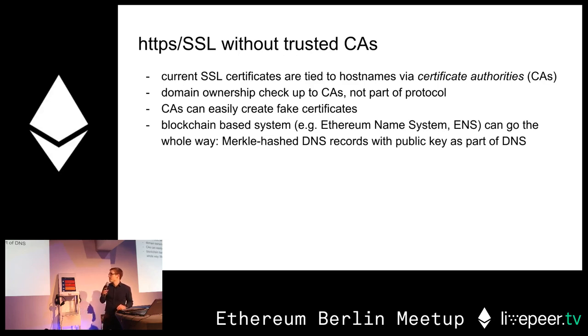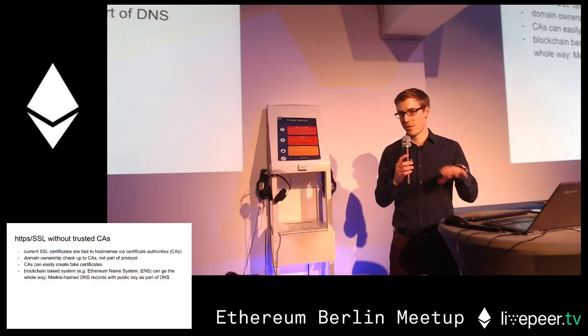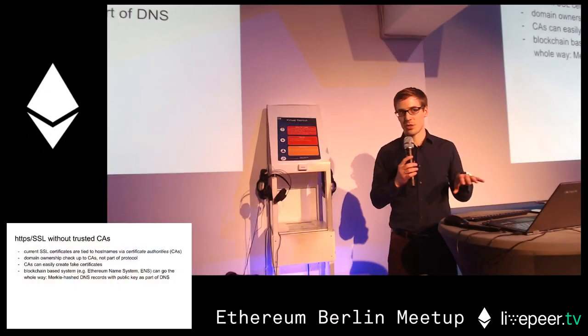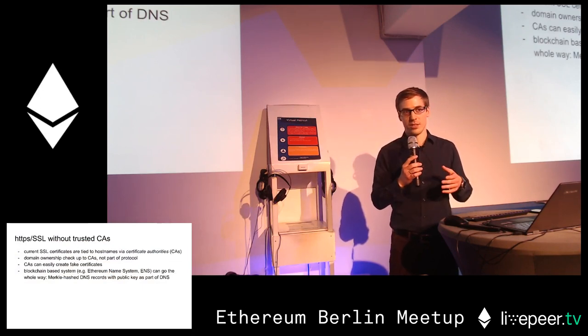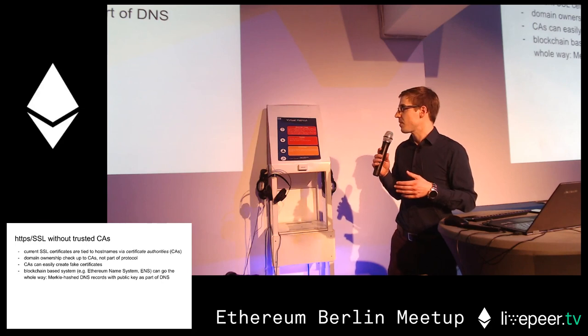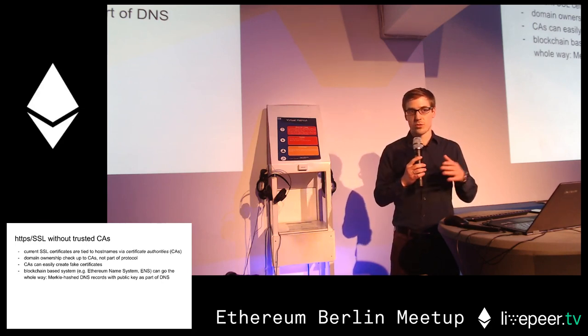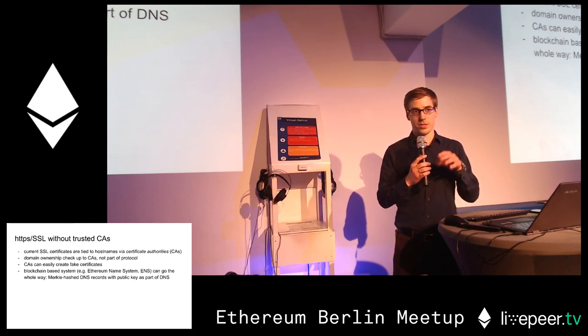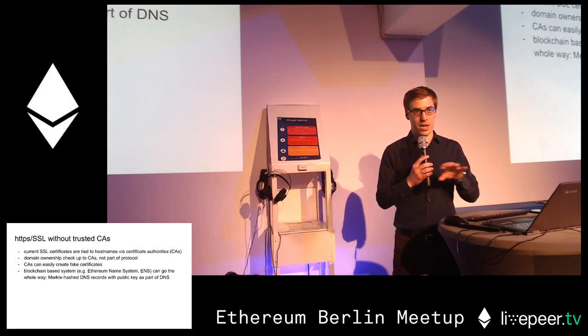A blockchain-based system, for example the Ethereum Name System, can go the whole way. There you can build a system where the allocation of names and the issuing of certificates is part of the same protocol and cannot be faked on a technical level. The certificate that is issued will be stored on the blockchain together with the record that states that you own that name in the name system.